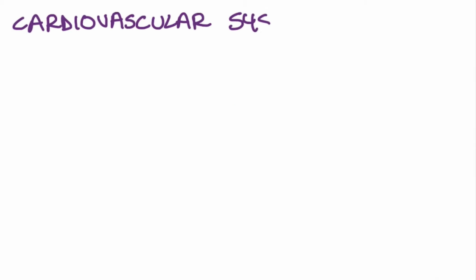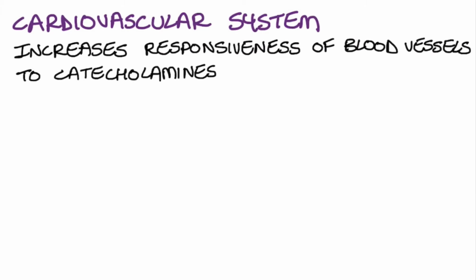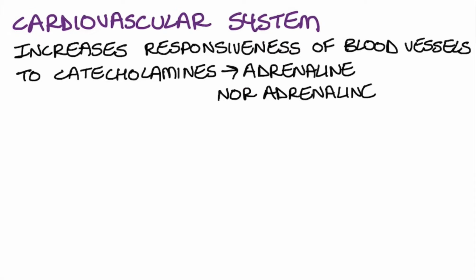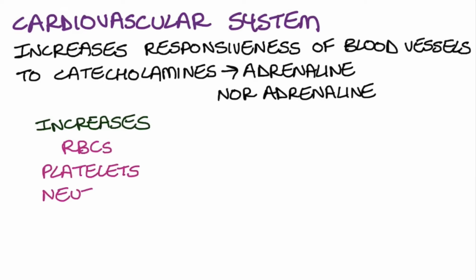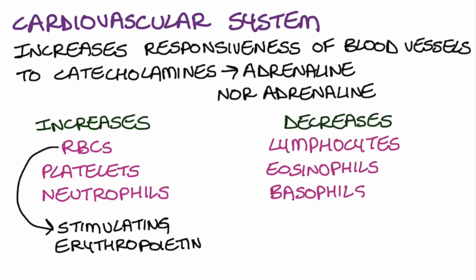Effect on cardiovascular system. Cortisol increases the responsiveness of blood vessels to catecholamines such as adrenaline and noradrenaline. Thus, it plays a role in maintaining cardiovascular stability during stress. Cortisol increases red blood cells, platelets, and neutrophils. It increases RBC count by stimulating erythropoietin. Cortisol decreases lymphocytes, eosinophils, and basophils.